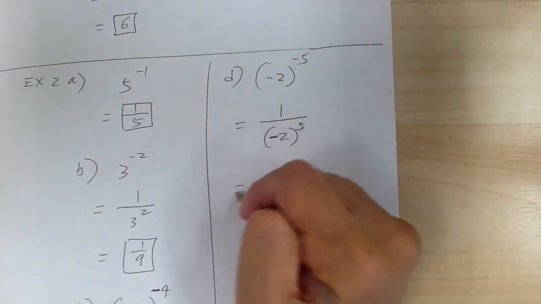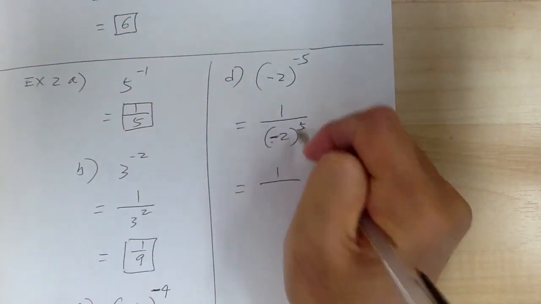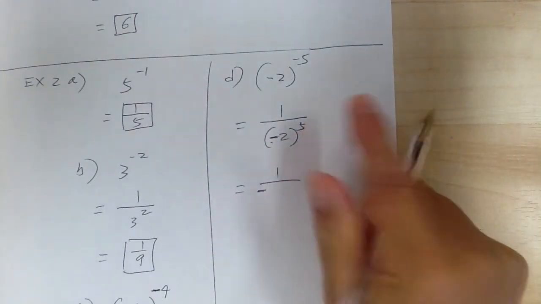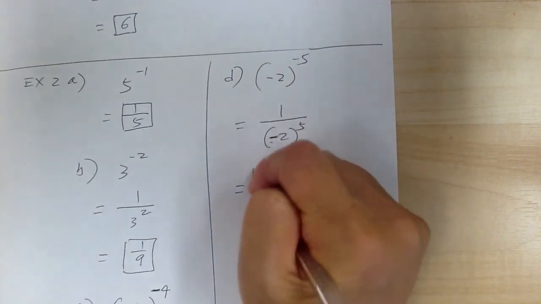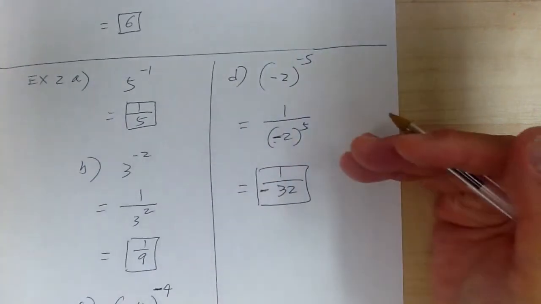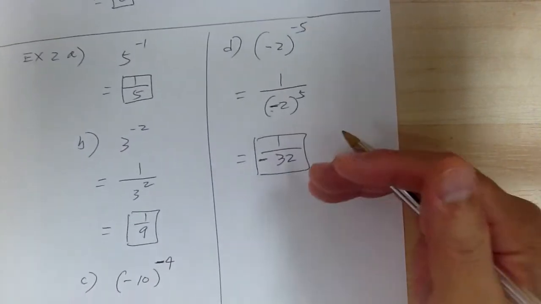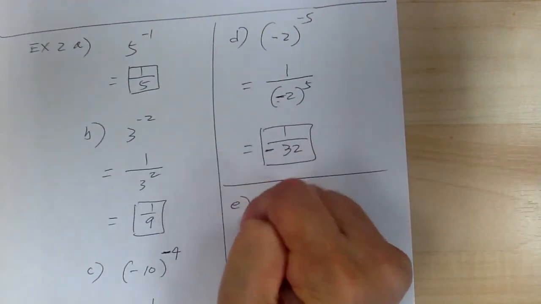So now your next step is to work it out. Negative to the 5 power is negative. 2 to the 5 power is 32. And that's your answer. So make sure you go down step by step so you don't make a lot of mistakes. So let's go to E.